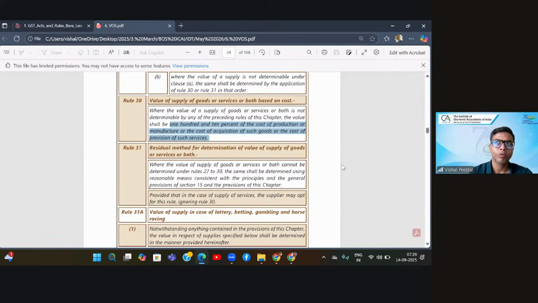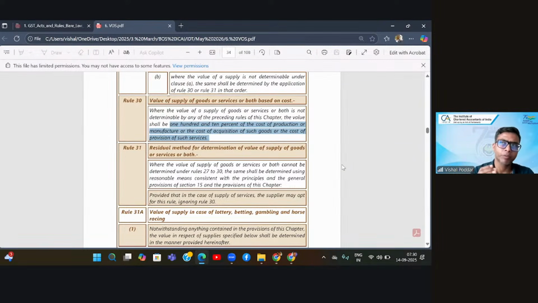Hence, they said that okay, if all external values are failing, still what you can always do is go back to your books, do your costing, and from the cost, you can determine the notional value, if I can use the word notional. Why? Because actual values are failing, but I have to take some tax. So let me take a notional value. So this is the purpose of Rule 30.